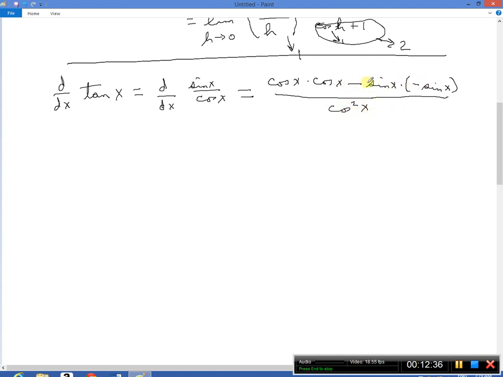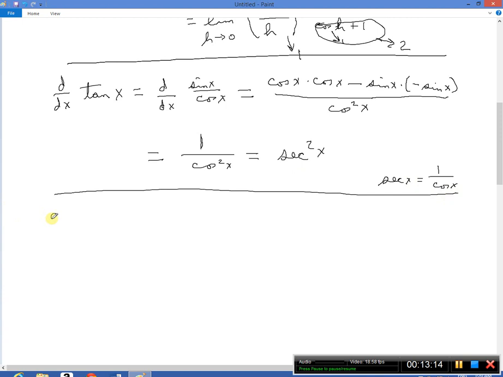Notice that this is minus minus, which makes it a plus, and so you're going to end up with cosine squared of x plus sine squared of x, which all of you should recognize as 1. So this is 1 over cosine squared, and then you need to remember the definition of the secant. The secant is 1 over the cosine. So what we have here is 1 over the cosine, or secant squared, and that's the derivative of tangent. Right?